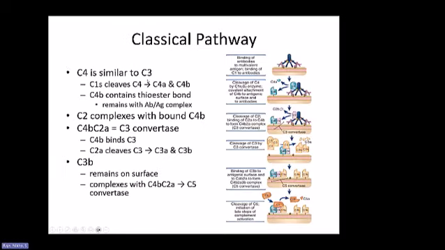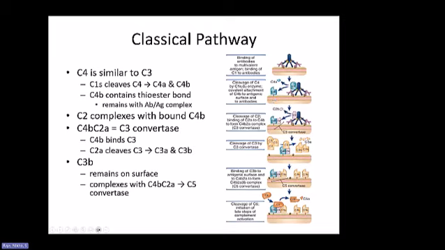C4 is similar to C3. C1S helps to cleave C4 to C4A and C4B, and C4B contains the thioester bond that we talked about. It remains with the antigen-antibody complex. So C4 is cleaved to C4B that attaches to the microbial surface.